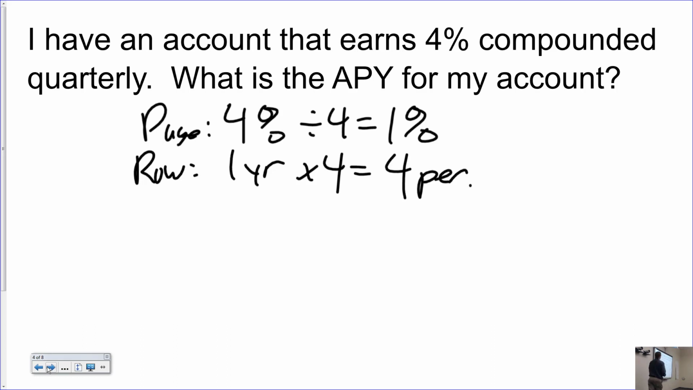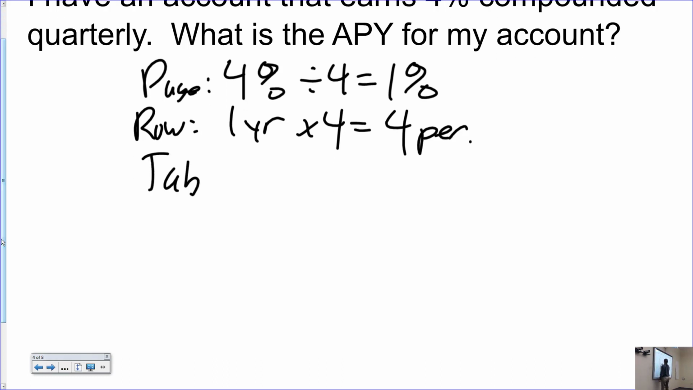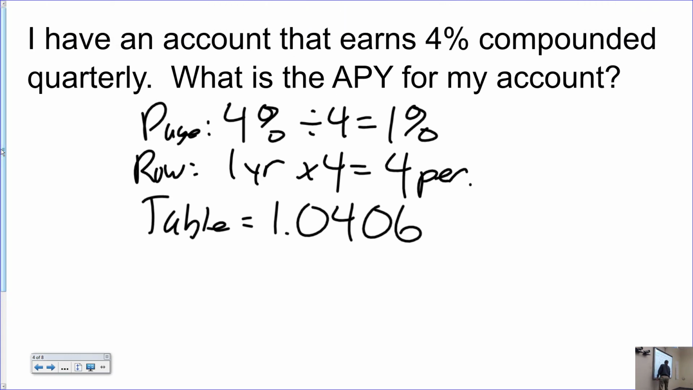All right? So what's the table value? 1.0406. And so what's my APY? 4.06. Yeah. Just grab the decimal. That's what your APY percentage is. Note that that's the decimal representation of it.